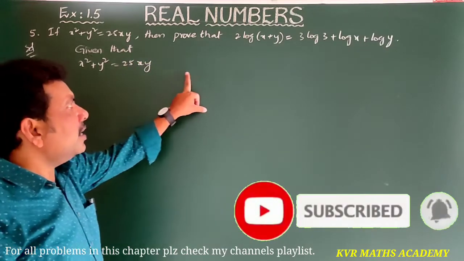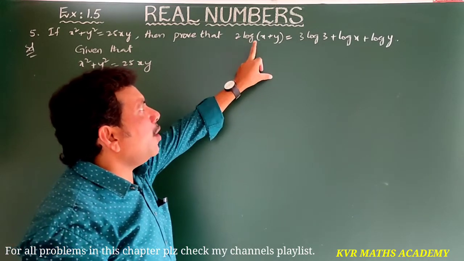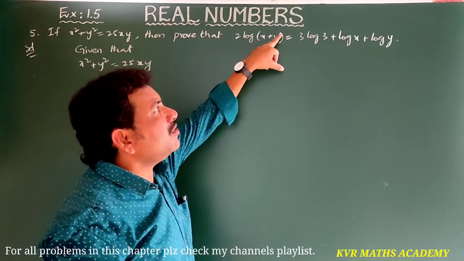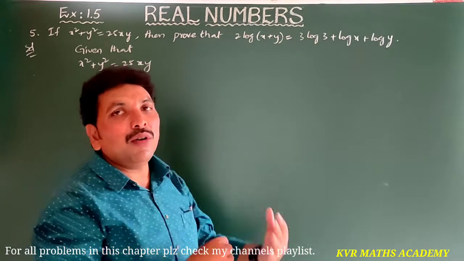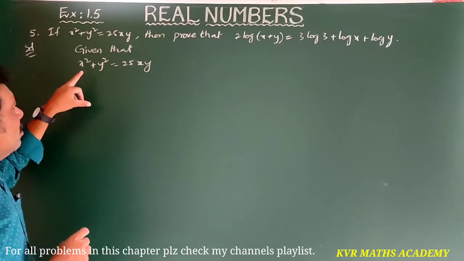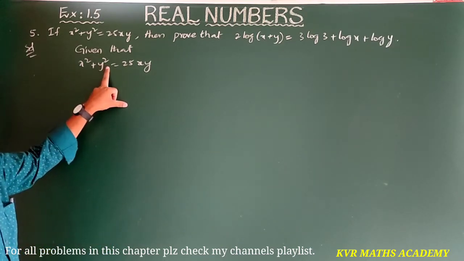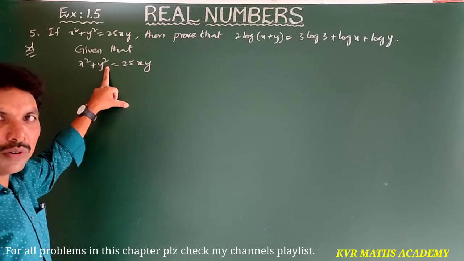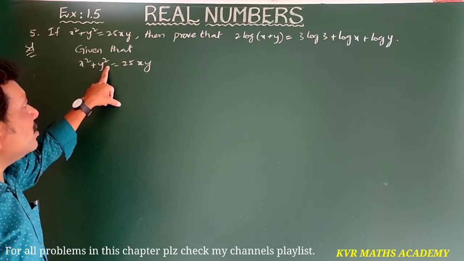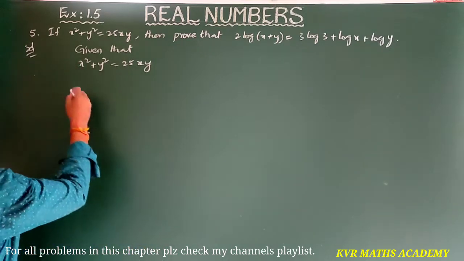Solution. Given that x square plus y square is equal to 25xy. Here we should get 2 log of x plus y. Since m log x is equal to log x power m, that means log of x plus y whole square. So we should get x plus y whole square. Here it is only x square plus y square. If we want to get x plus y whole square, we should add plus 2xy. x square plus y square plus 2xy is equal to x plus y whole square, right? So if we add 2xy on the LHS, we should add it on the RHS also.